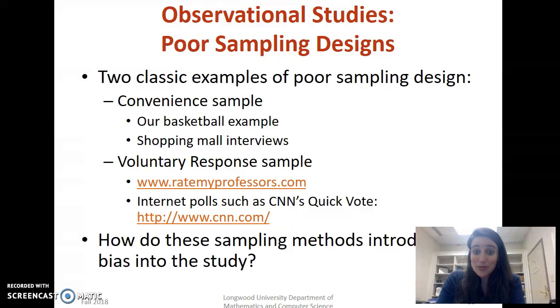Voluntary response samples are also poor sampling designs. If you've looked at Rate My Professor, someone who would go to Rate My Professor and write their opinion typically loved the professor or hated the professor. It's very rare that you get someone who is just lukewarm about a professor leaving an opinion on something like ratemyprofessors.com. Same thing with internet polls in general. Internet polls such as CNN's Quick Vote. People who respond to things like that are typically very opinionated and are at one of those two extremes. It very rarely gets someone who's more moderate or in the middle of an opinion.